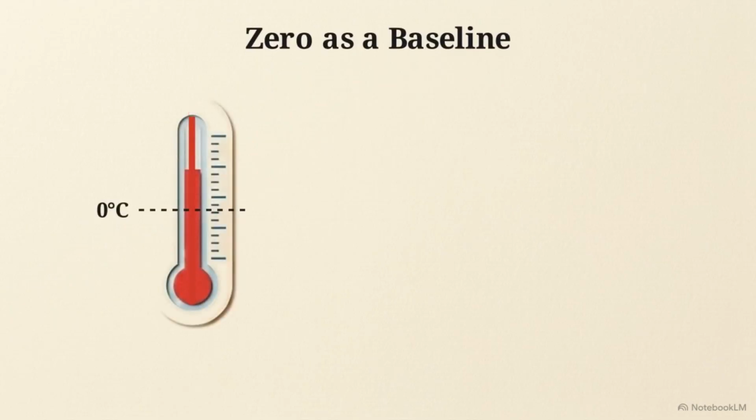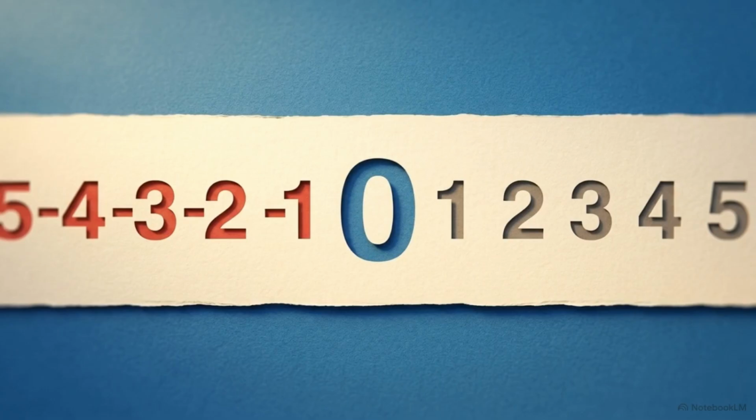Look at this thermometer. When the weather gets cold enough, the temperature drops below 0 degrees. Or look at this landscape. A bird flies above 0, the sea level, while a fish swims below it. Negative numbers are highly practical measuring tools. We need them to track anything that drops below our established baseline.